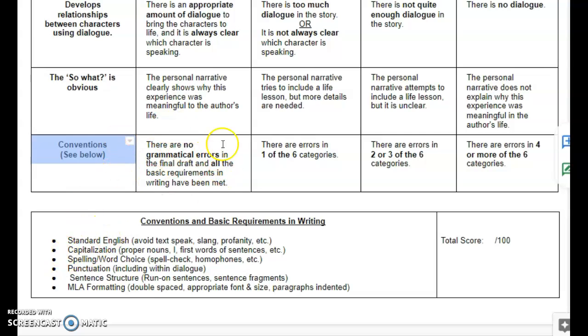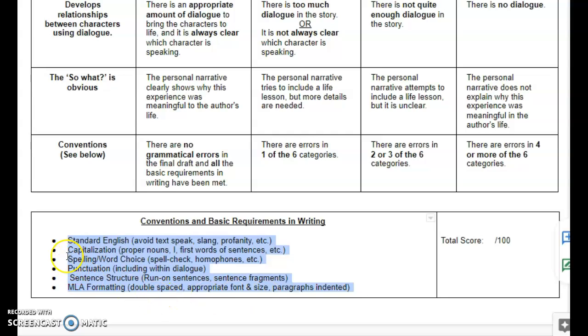You can see if you have none, all the basic requirements of writing have been met, you get the full points. If there are errors in one area, and here are the areas down here, then you get the next one, and then two areas. So this is what you want to look at for grammar. Standard English, so you're avoiding text speak, slang, profanity. So there's no wannas, no gonnas, things like that. Those are mostly the things that I see often with text speak and slang and profanity.